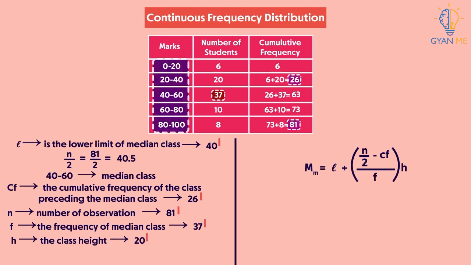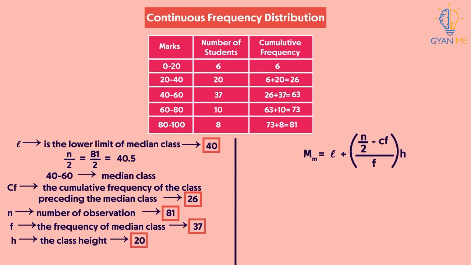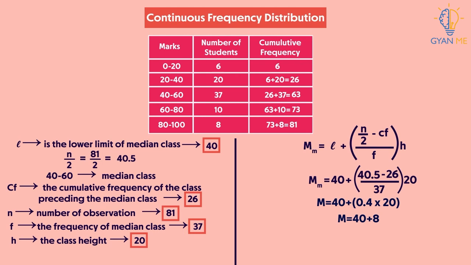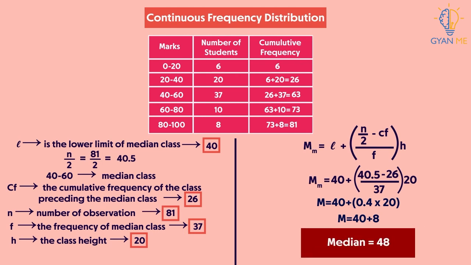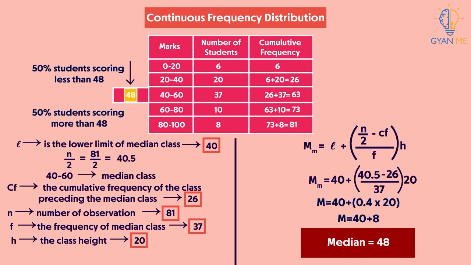And now putting all these values in our formula, we can calculate the median. So let's do it for this example. On putting all these values, we get the median as 48. And thus we can say that 48 marks is the median for this given data. That is, 50% of students have scored less than 48 marks and 50% of students have scored more than 48.